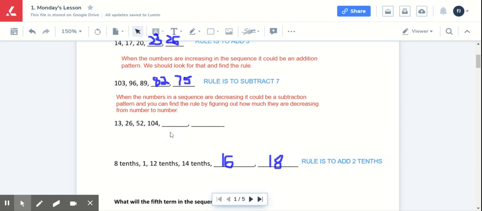So let's go back to number 3. We're going to start off how we started every other pattern. We're going to decide whether our numbers are increasing or decreasing. 13, 26, 52, 104. Are our numbers increasing or decreasing? That's right, they're increasing. Now, our next job is to figure out what is the rule.